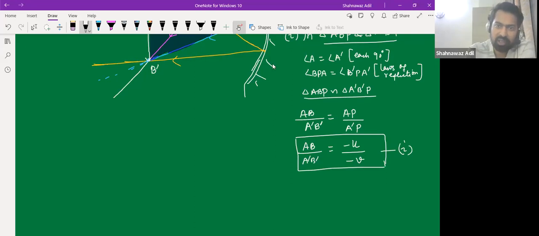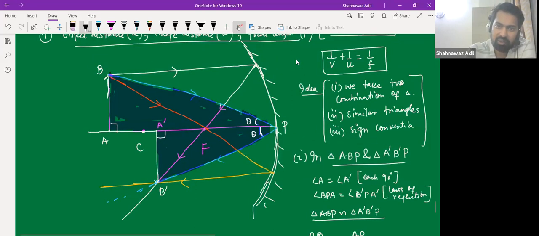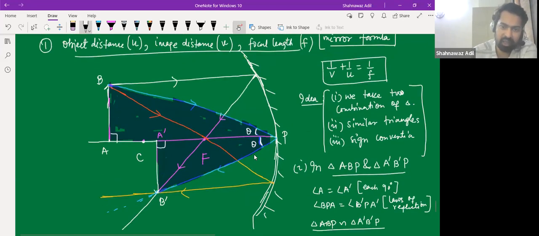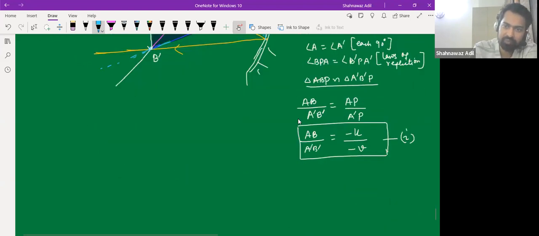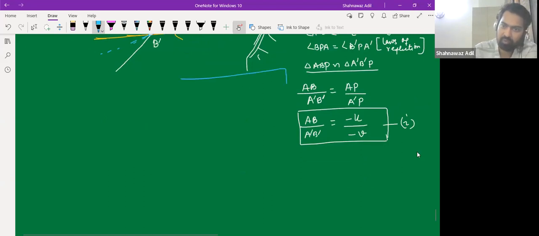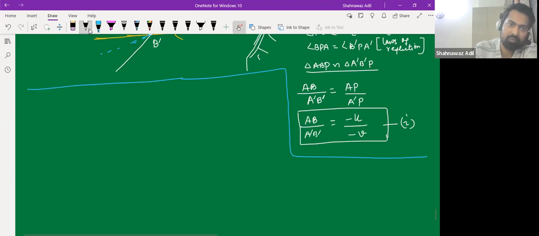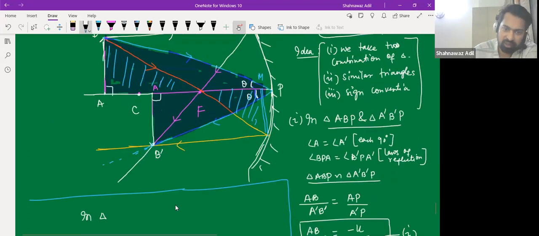Okay, the time is over, but we can, yeah. So now we can take the second triangle. So let us take these two triangles, this one and this one. In this triangle, what do we have? This is the triangle, right?